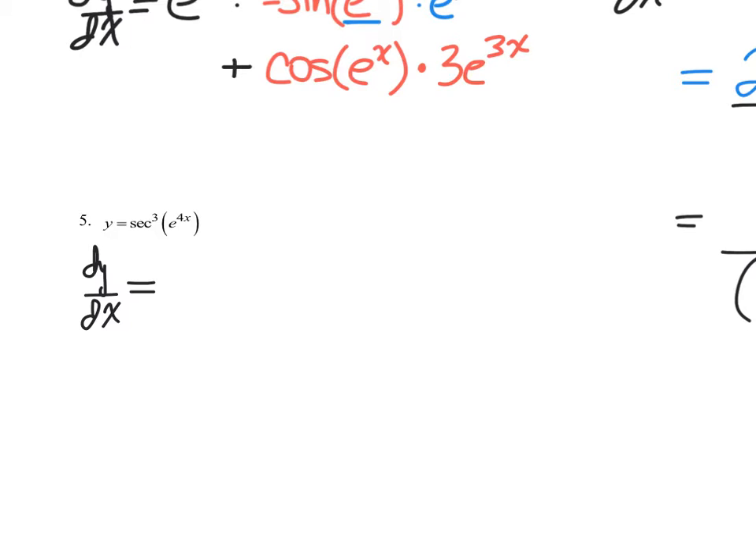So anyway, number 5, secant cubed. All right, secant cubed. So now that I gave that wonderful explanation, I'll immediately screw up something completely. That's my MO.